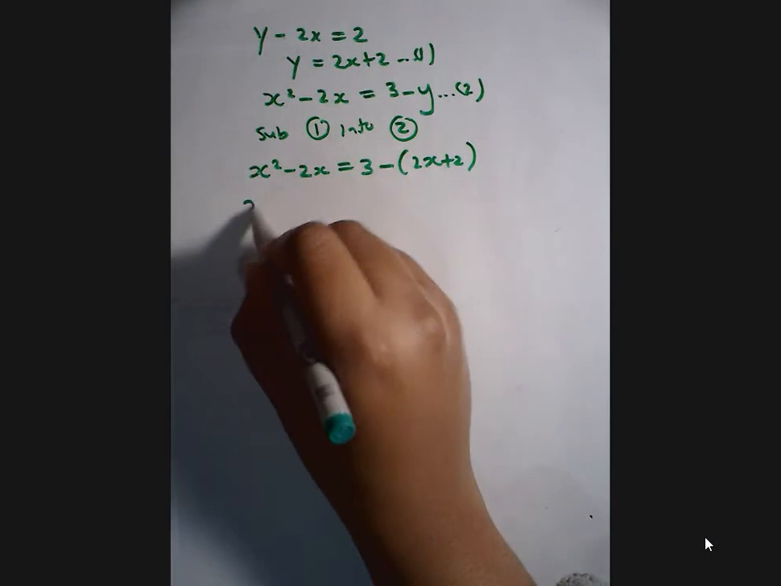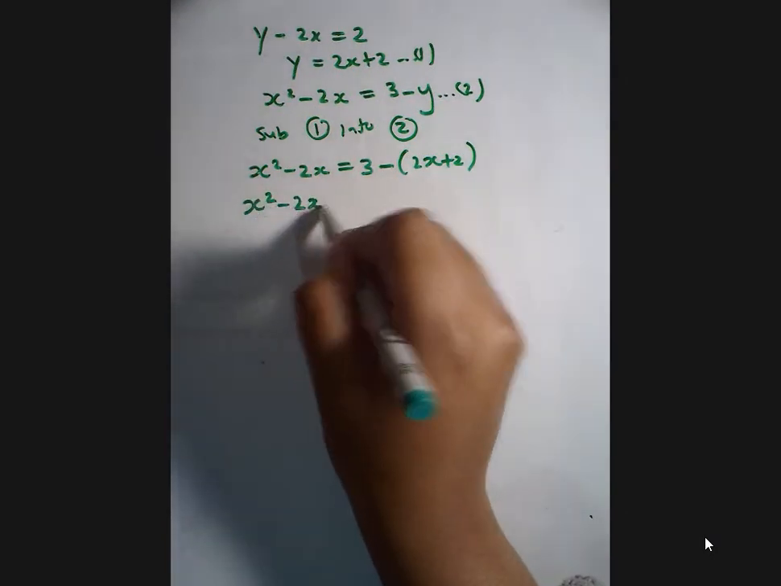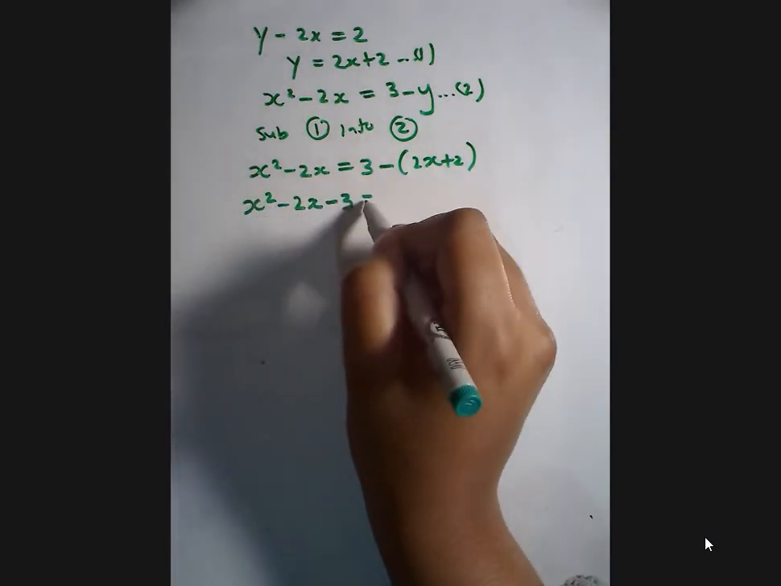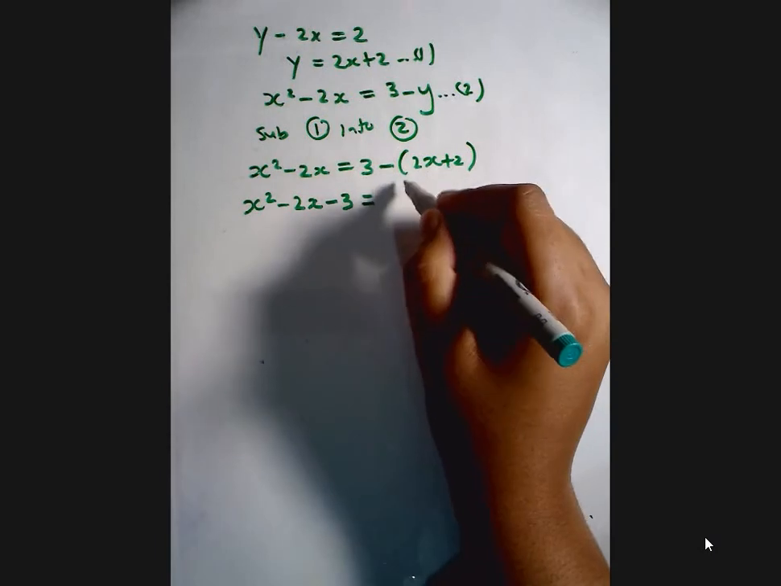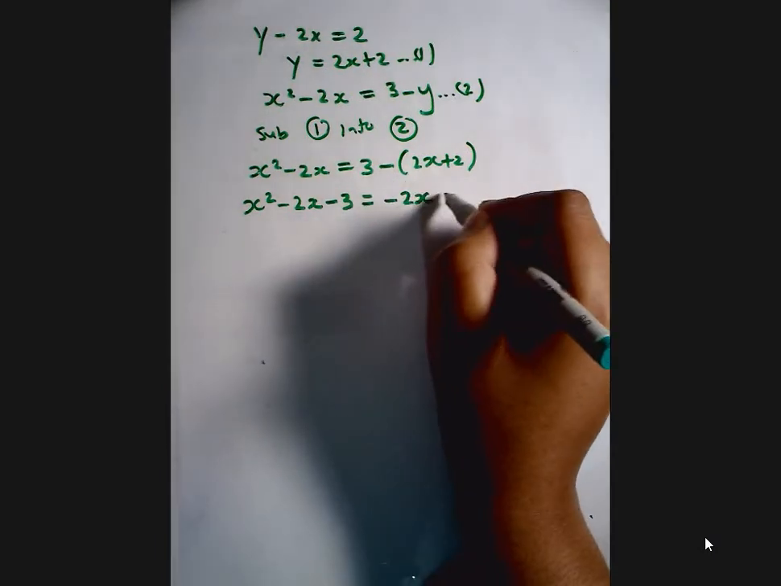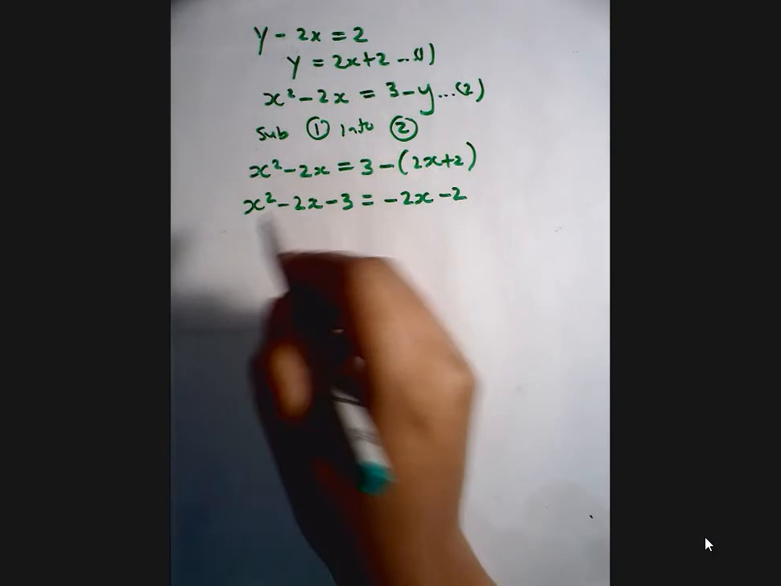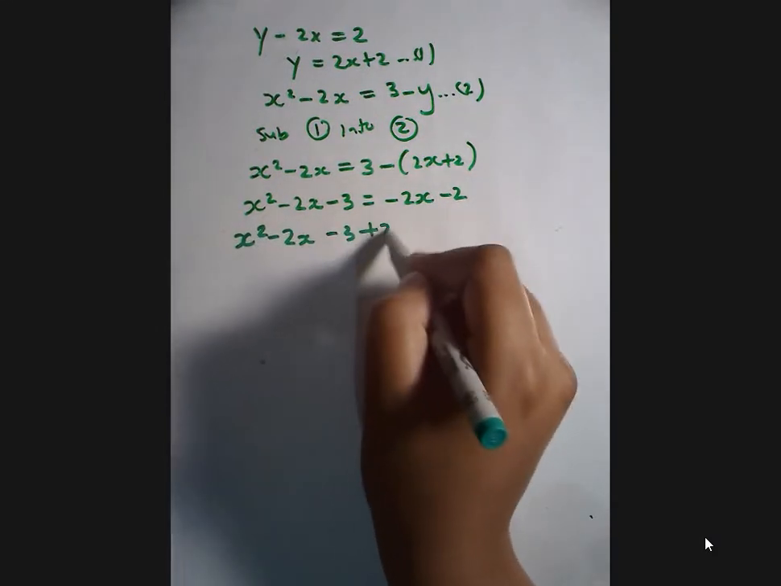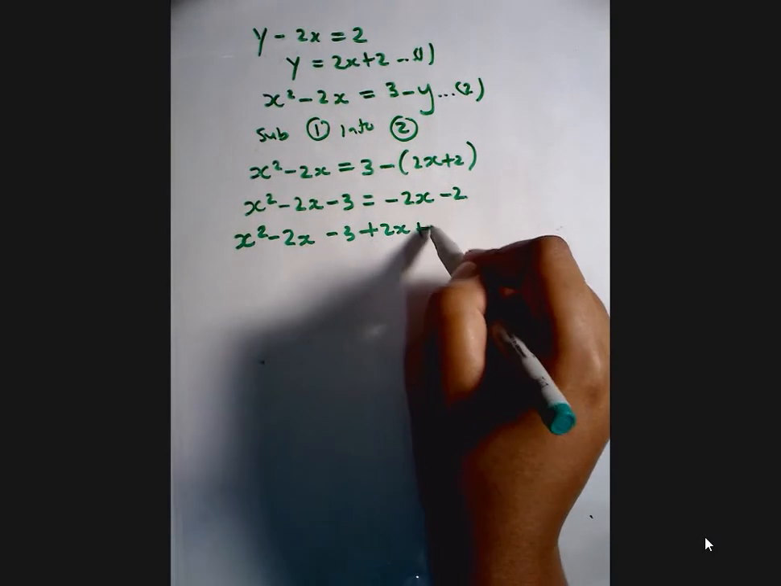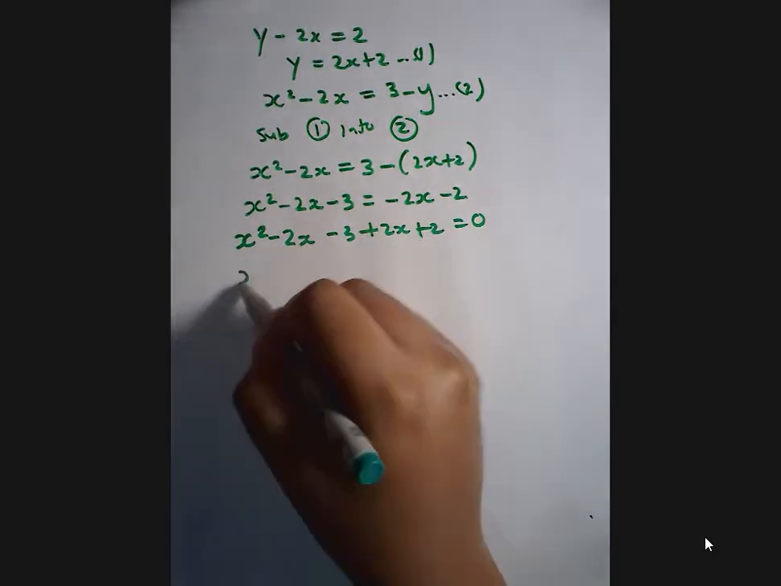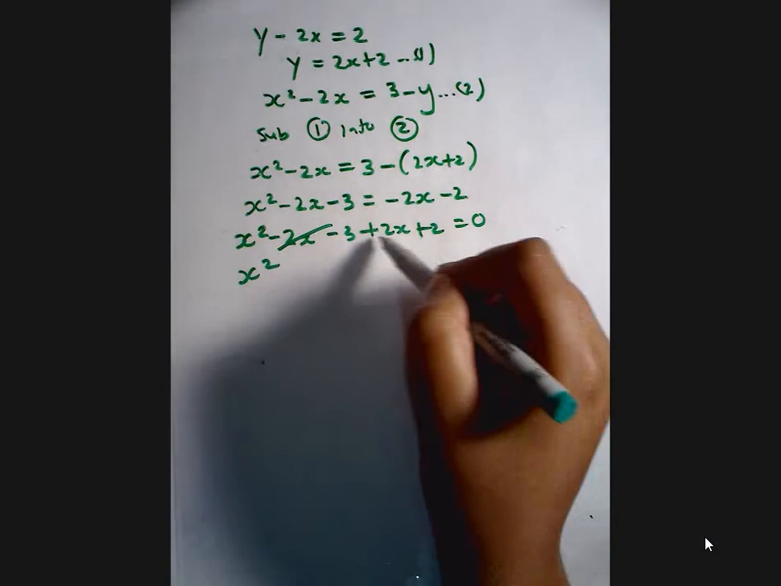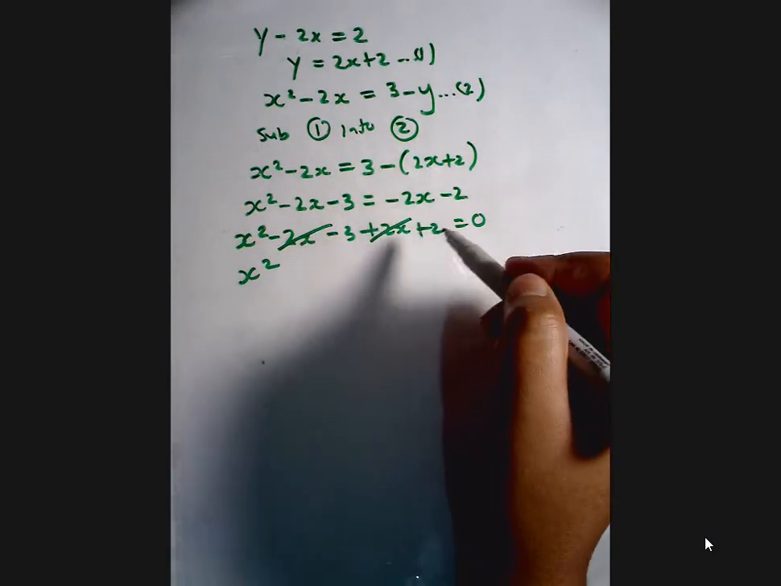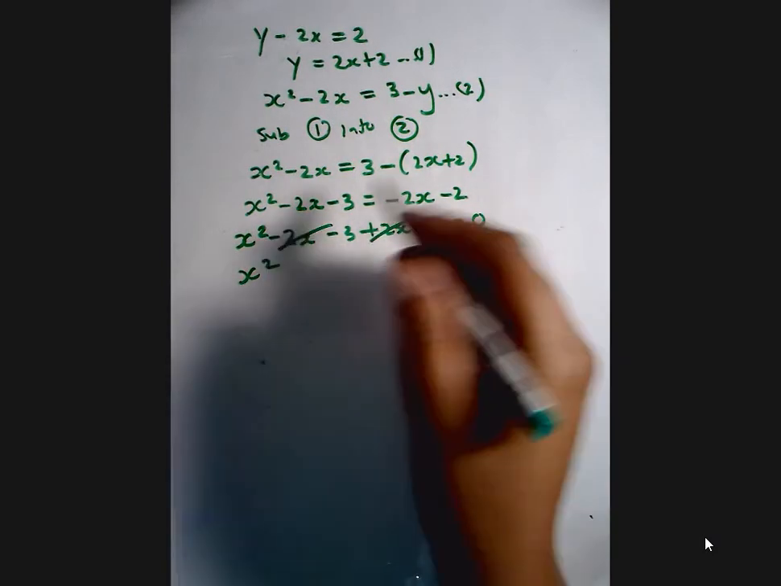Right, so x squared minus 2x minus 3, I'm just moving everything here, is equal to minus 2x minus 2. So I'm moving everything to the left hand side. x squared minus 2x minus 3 plus 2x plus 2 is equal to 0. x squared, this cancels out with that. Minus 3 plus 2 is minus 1, is equal to 0.